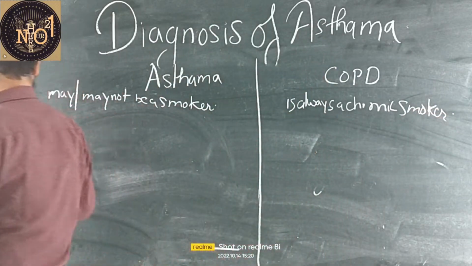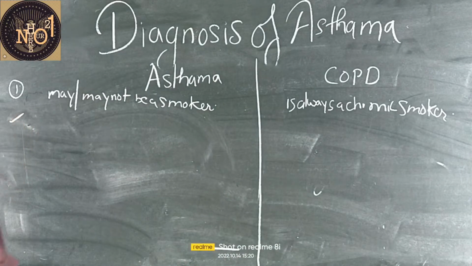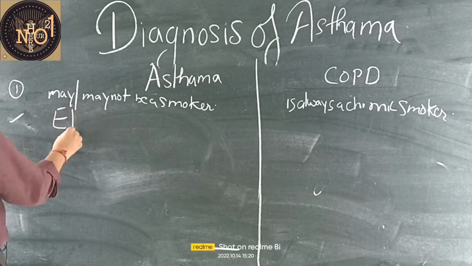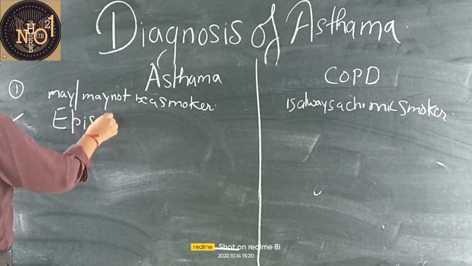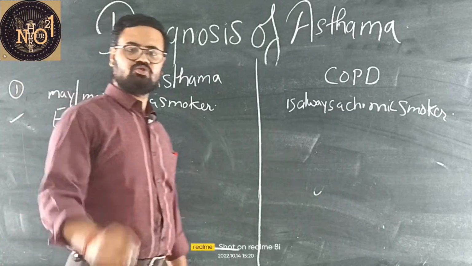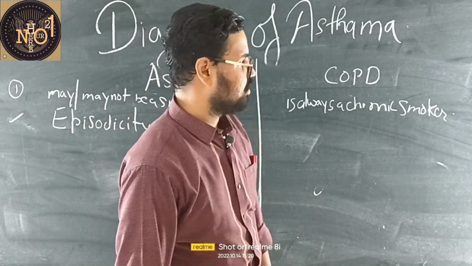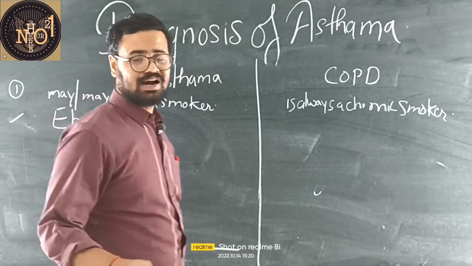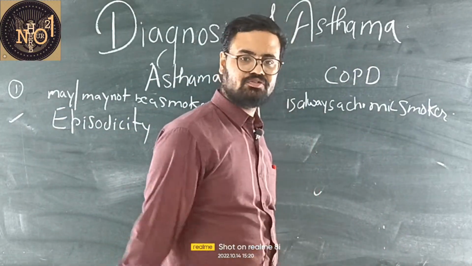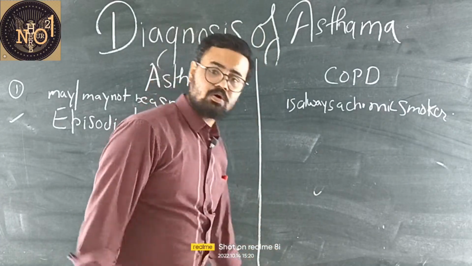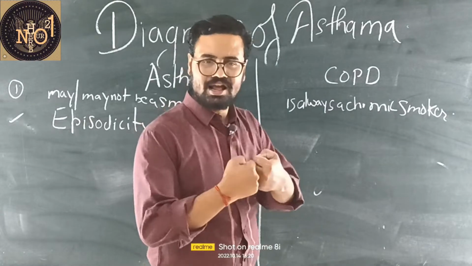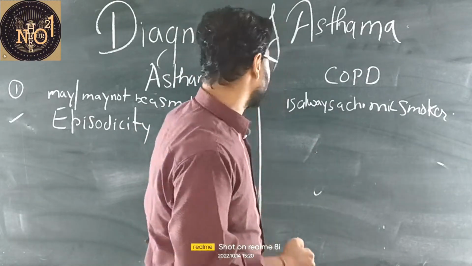Another difference, asthma occurs in episodes. Episodicity means there will be short episodes of asthmatic attack. Bronchoconstriction will occur, and due to that bronchoconstriction, dyspnea and chest tightness will occur. And why bronchoconstriction? Due to the histamine release, due to the formation of mast cell and IgE complex.